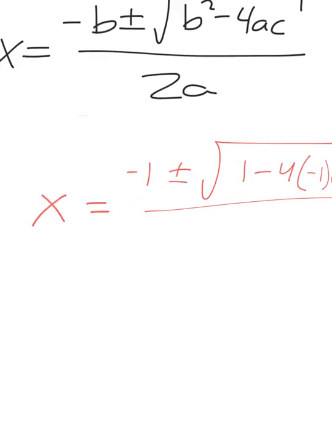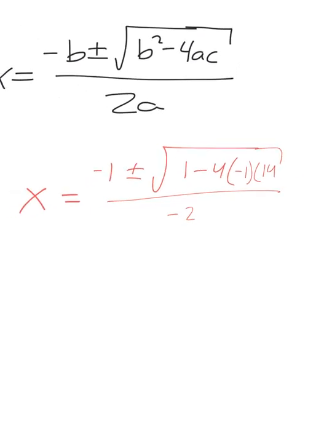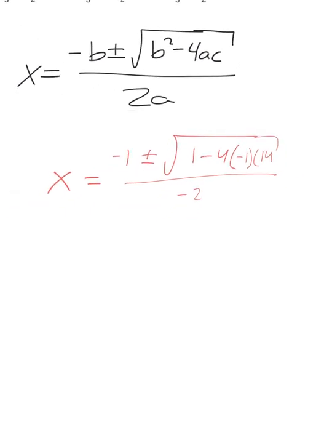And then all over 2a, and just don't forget that a is negative in this case, -1, so it's -2 on the bottom. All right? So here's what I've got so far. Again, if you're doing number 7 along with me, or you got stuck on one and you want to see one more, here's what it would start to look like.